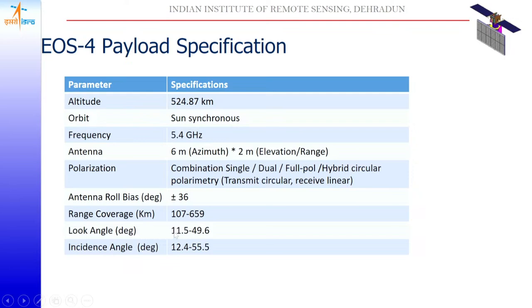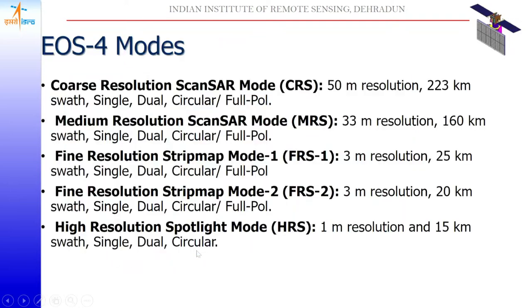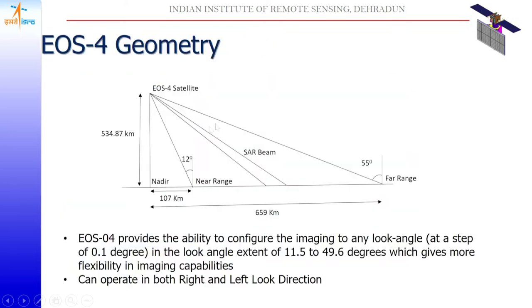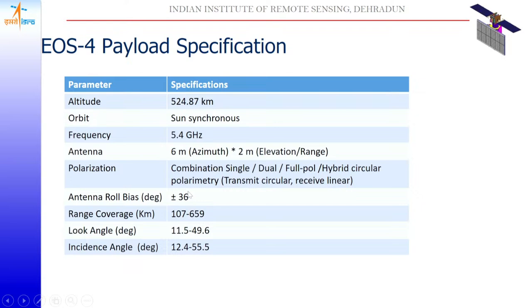The look angle we can vary from 11.5 to 49.6 degrees, and the incidence angle is around 12.4 to 55.5. So these are actually the incidence angle and look angle capabilities of the EOS-4 or RISAT-1A satellite.